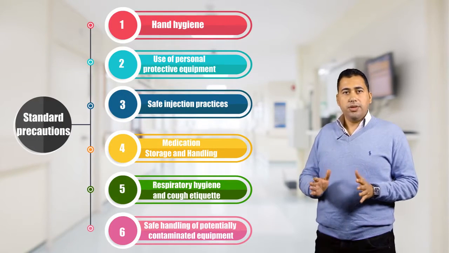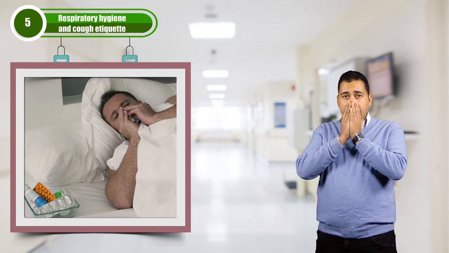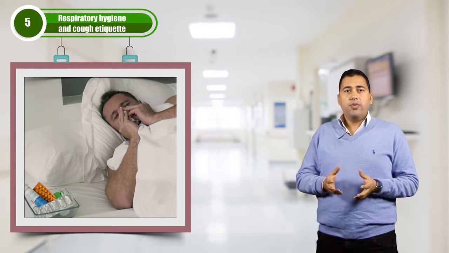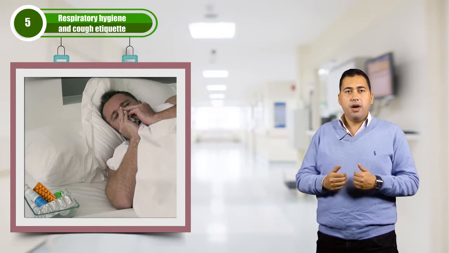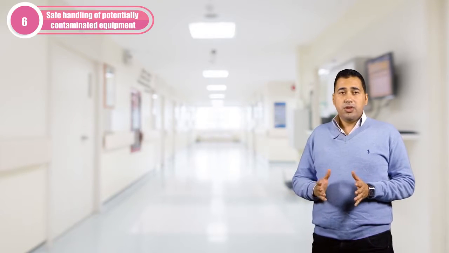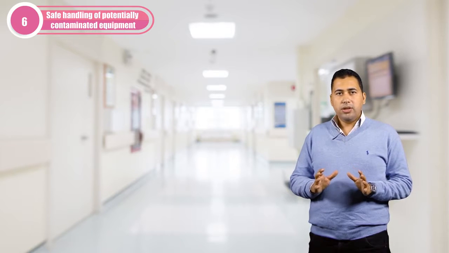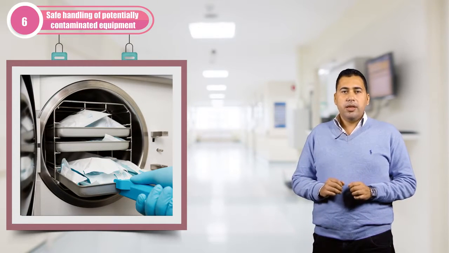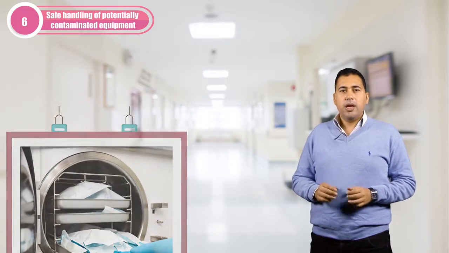Next in standard precautions are respiratory hygiene and cough etiquette. During coughing, sneezing, etc., we should cover the mouth and nose. We should use tissues for the respiratory secretions, and we should wash our hands before and after. Patient care equipment. The equipment used in patient care should be simple, non-reusable equipment. And if we use reusable equipment, it should be cleaned and aseptic.